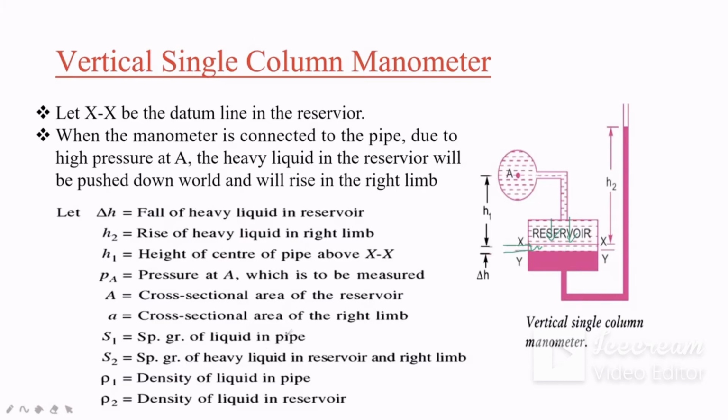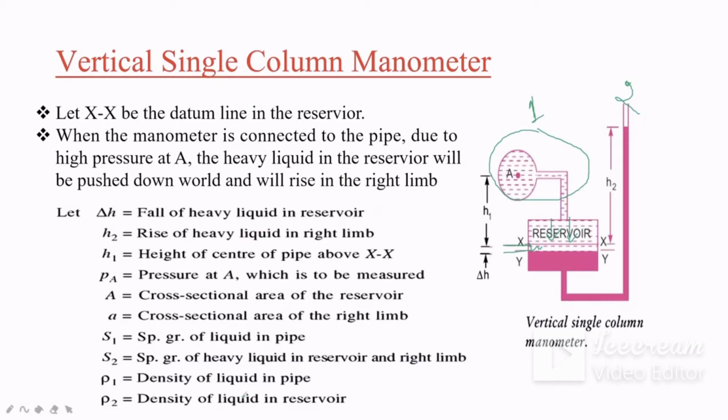Specific gravity of liquid S1: number 1 is always considered with the left side terms, and number 2 is always considered with the right side terms. So rho 1 is the density of liquid in the pipe, and rho 2 is the density of liquid in the reservoir. Just see the image of the vertical single column manometer, and define all the points on the image.